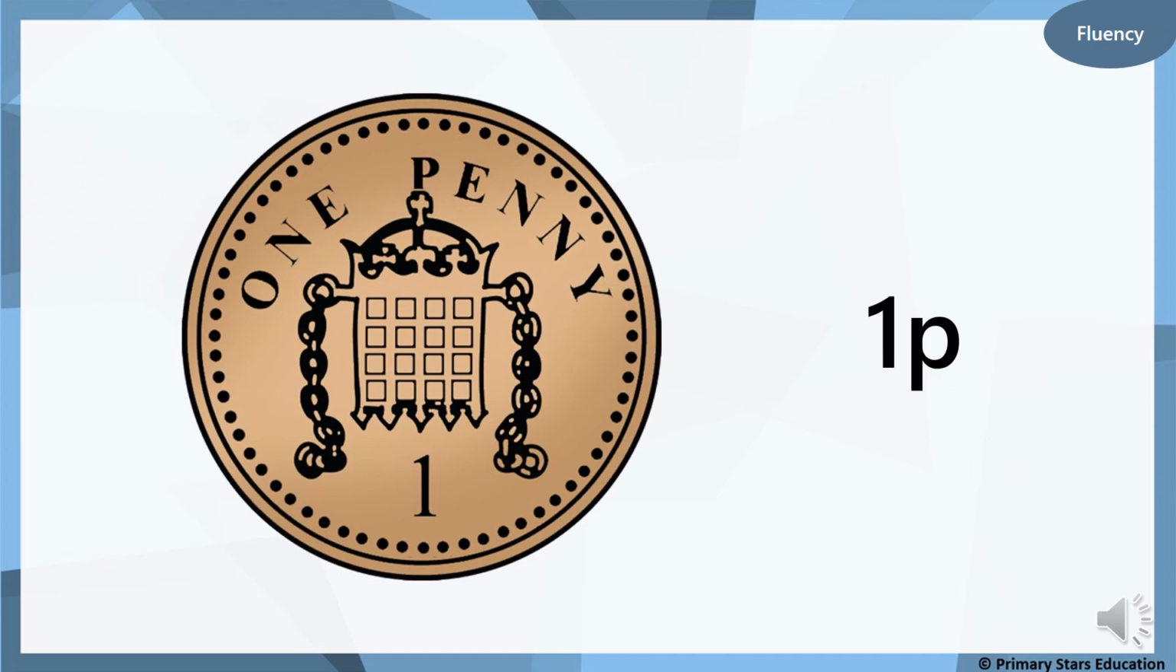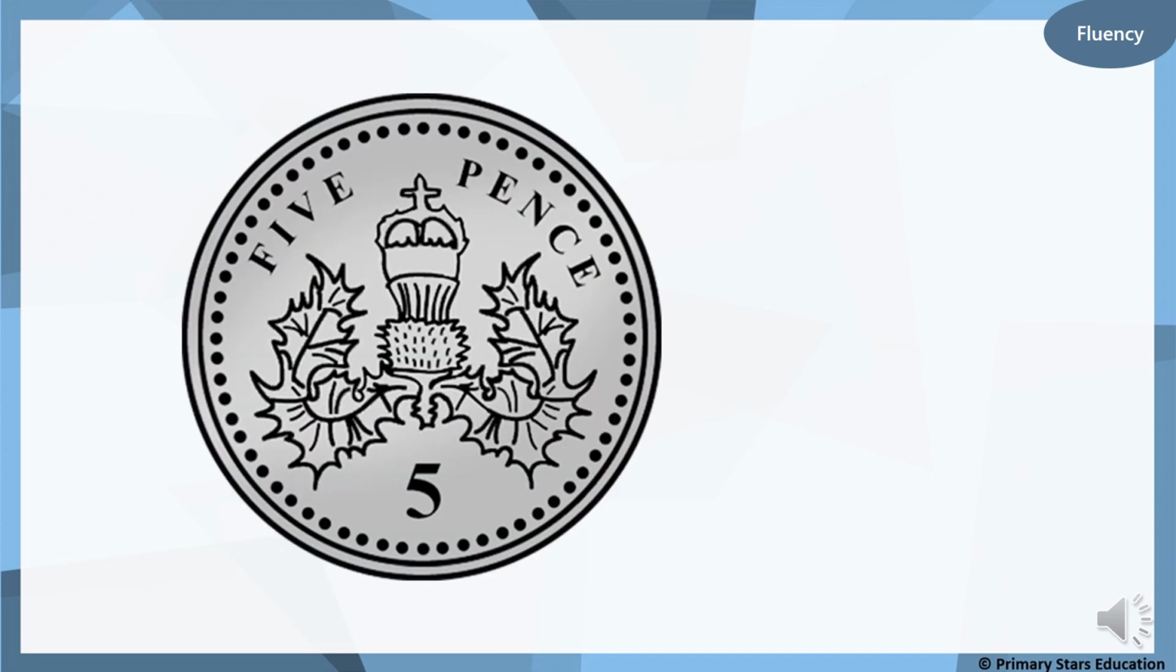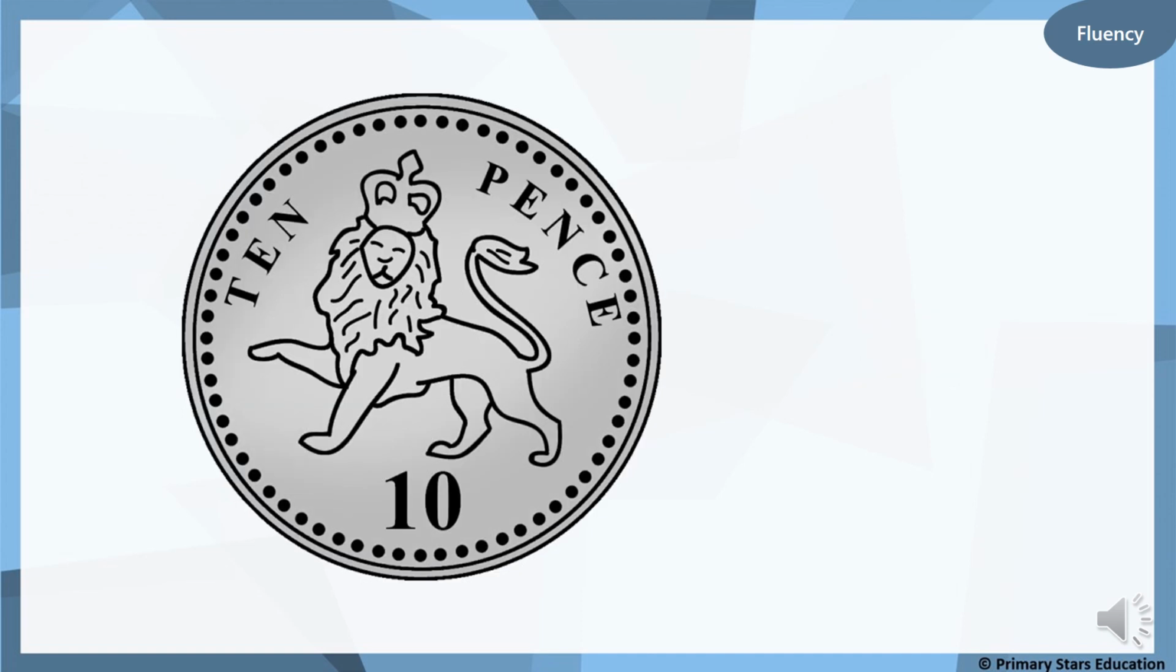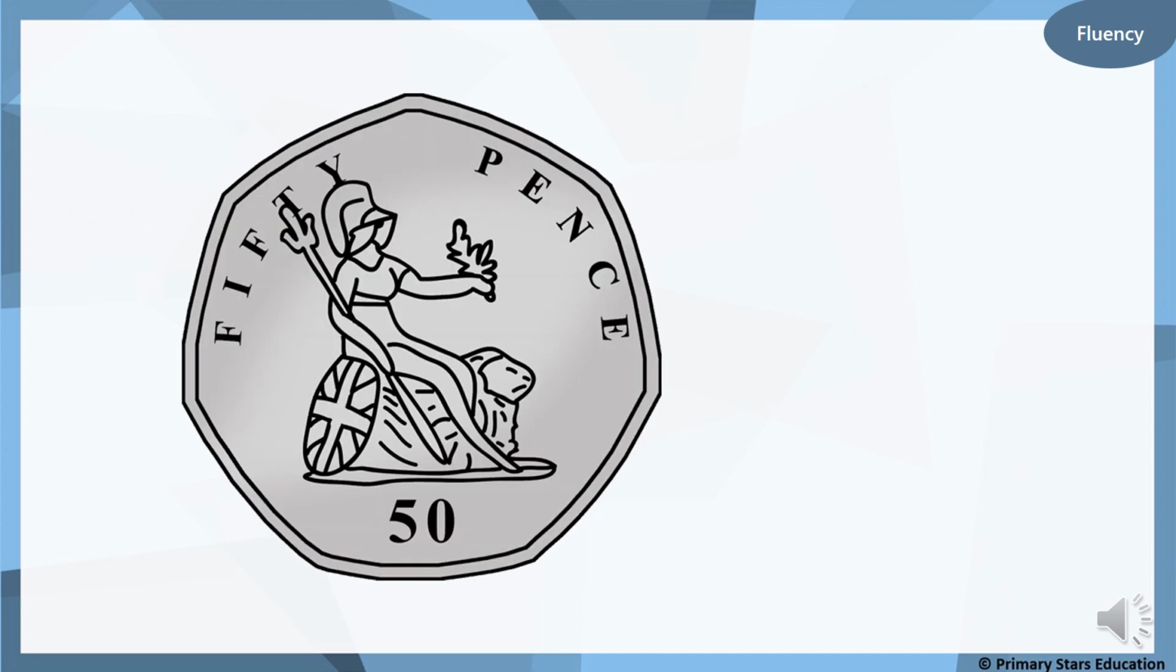This coin is 1p. Then we have a 2p or a 2 pence. We have a 5 pence. You can see there's a 5 on the bottom there to help us remember. 10 pence. This one's a bit tricky, it's not got the number on it, but it is in words, and that is our 20 pence. And here we have a 50 pence coin.